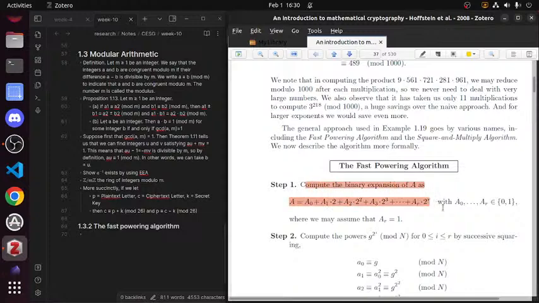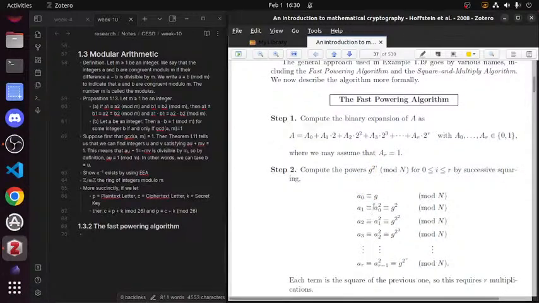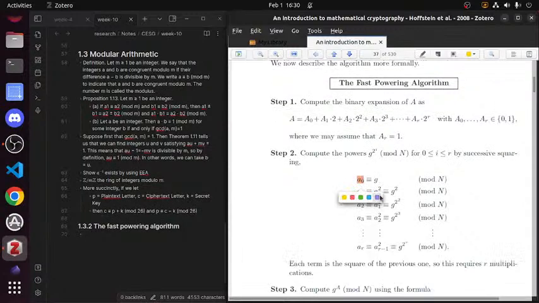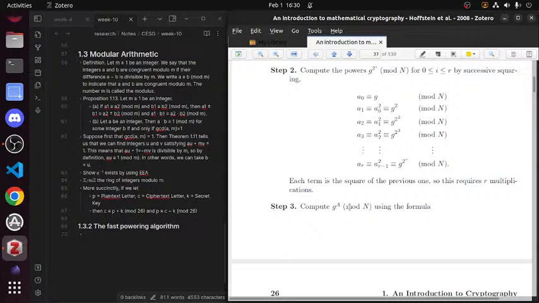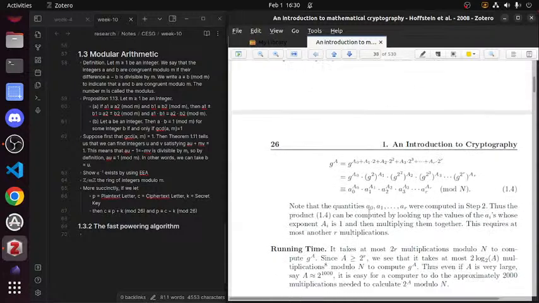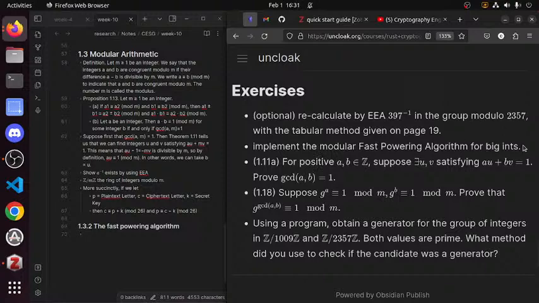Compute the binary expansion of A. Compute the powers of G to the 2 for each round. A is congruent to G. This is super confusing to me, but that's okay. Compute G to the A using the formula, and you can square each time. Anyways, I gotta compute that, which sounds like a fun couple hours of my time.